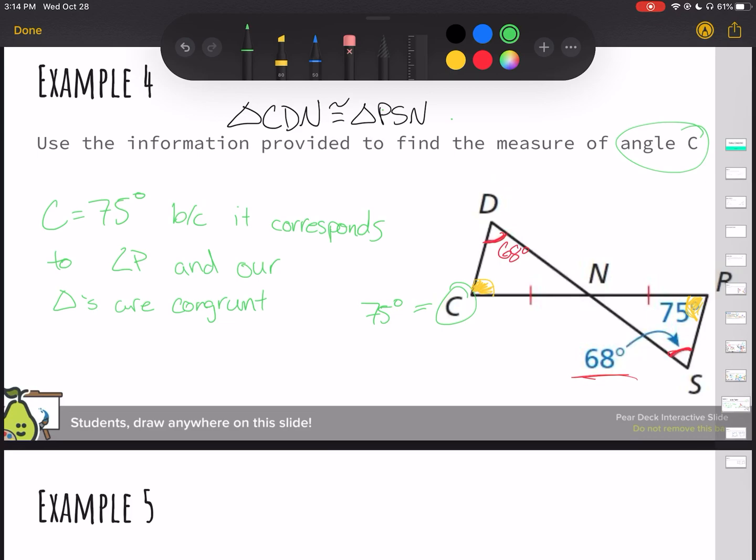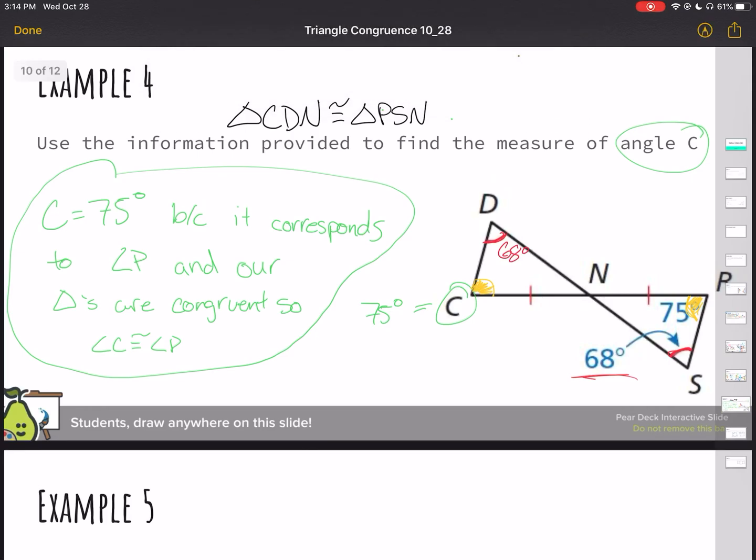I forgot an E. My goodness. So angle C is congruent to angle P, and that justifies why I can say that C is equal to 75 degrees. Okay, that was a super easy version, not that hard. Not a whole lot of information, we just had to make sure we matched the proper angles.